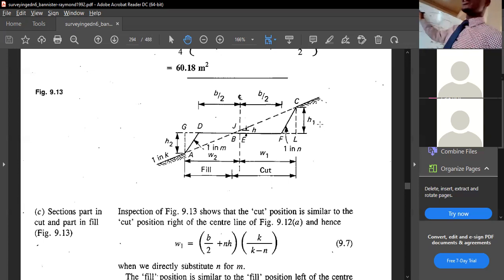So do you get this one now? That it's possible to have this. Do you get it that you can have this?